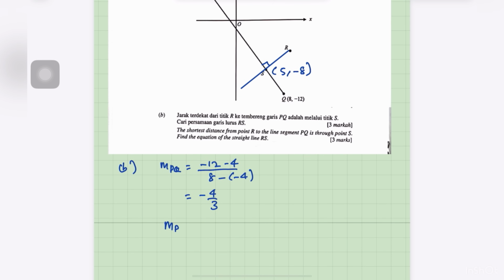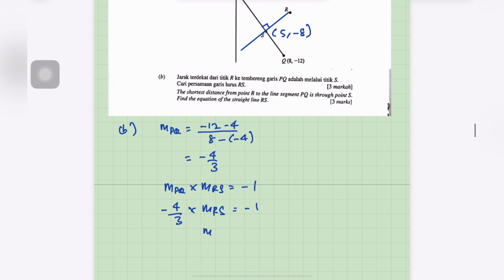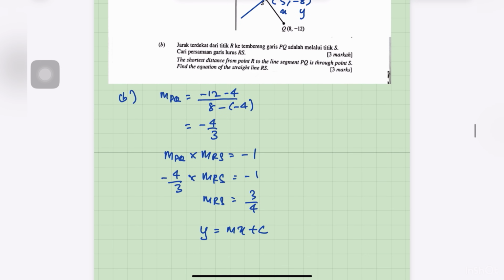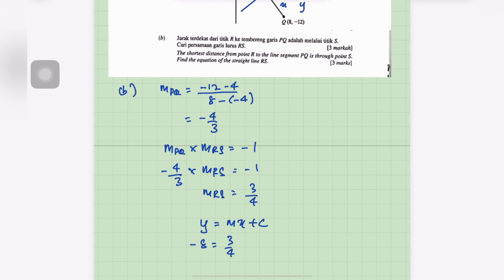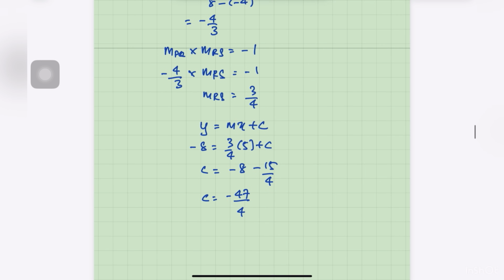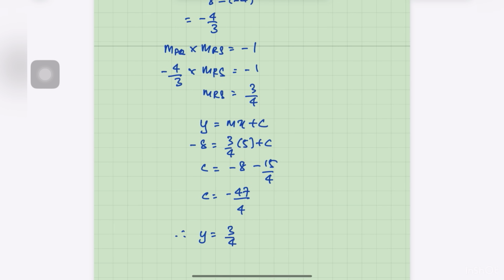So gradient kita tahu dia perpendicular, gradient PQ times gradient RS equals to -1. So -4/3 times gradient RS equals to -1. So gradient RS equals to 3/4. Okay, dia passes through point S, right? So this is XY. So kita substitute into y equals to mx plus c. So y equals to mx plus c. Then y is -8, m is 3/4, x is 5, plus c. So then kita boleh cari c is -8 minus 15/4. So c is -47/4. Okay, so therefore the equation is y equals to 3/4 x minus 47/4, or equivalent.